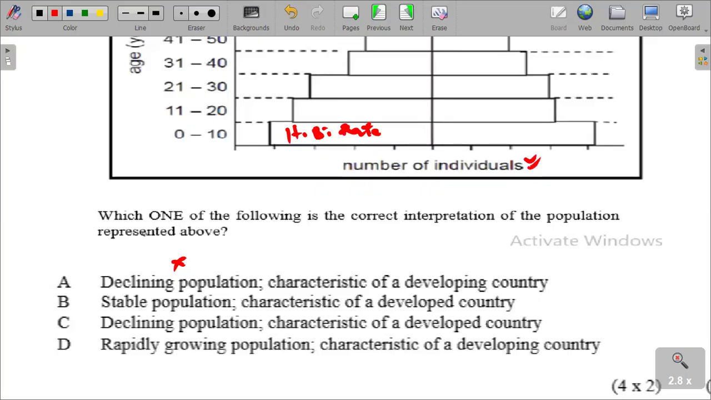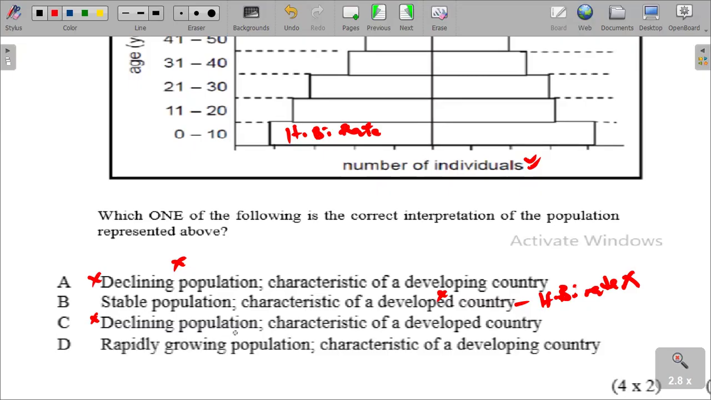So we cannot talk about A. A cannot be, because declining population is not a stable characteristic of a developed country. Developed countries do not have a high birth rate. And then we can also see the declining population. The moment it says declining, it is not declining because our population is increasing.